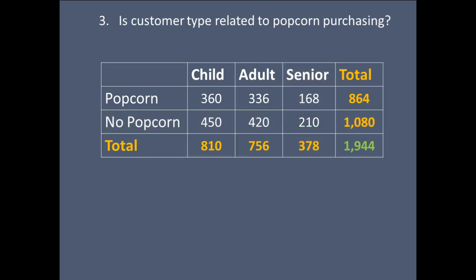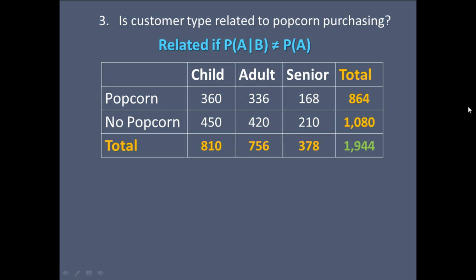In question 3, when it asks us, is customer type related to popcorn purchasing? What we need to do here is our independence test. So in terms of the independence test, it doesn't really matter what we check for events A and B. The one thing we make sure of is that our single probability A is the same thing as the first part of our conditional probability. So the single probability A against the conditional probability A given B.